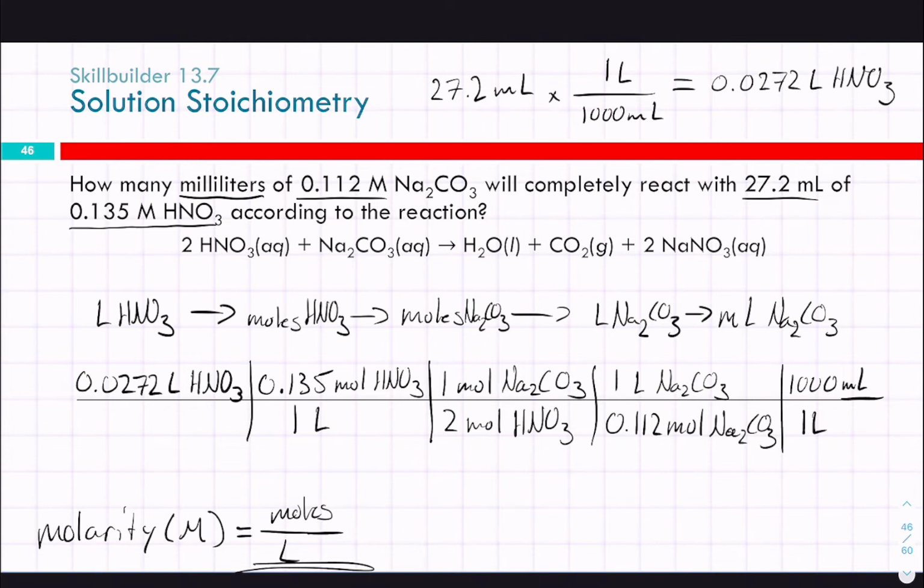So 0.0272 times 0.135 times, right, we can skip the times 1 times 1,000. And then divide by 2. And then divide by 0.112. So the answer here is it would take 16.4, 3 sig figs, milliliters of sodium carbonate.